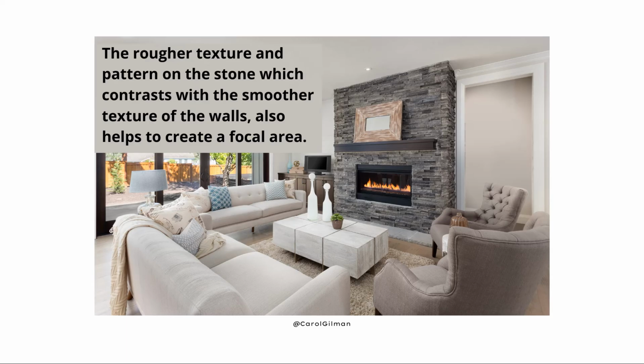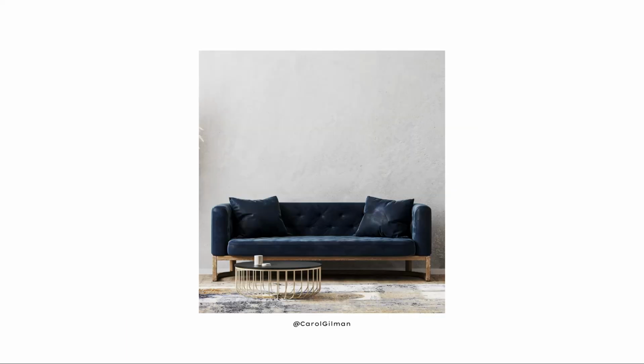Another example of this would be maybe a sofa where you have a very dark sofa, and just by using a darker color on the sofa, especially if it's surrounded by lighter colors, that helps to grab our attention and maybe help create a focal area in that room.